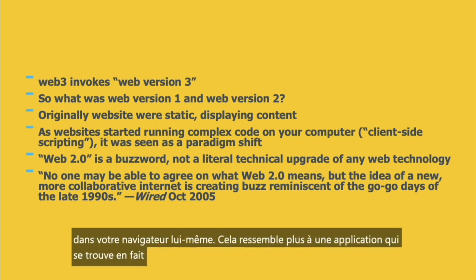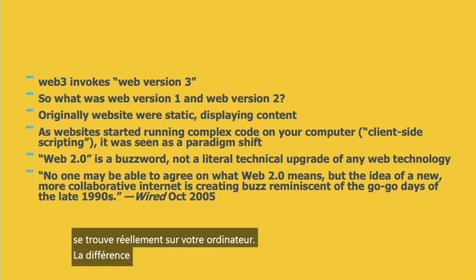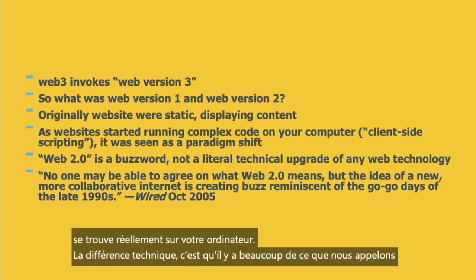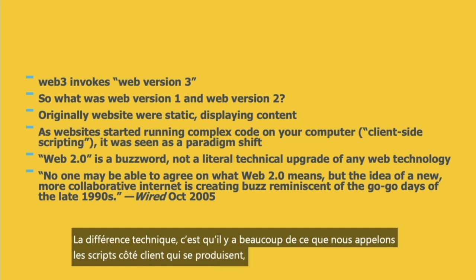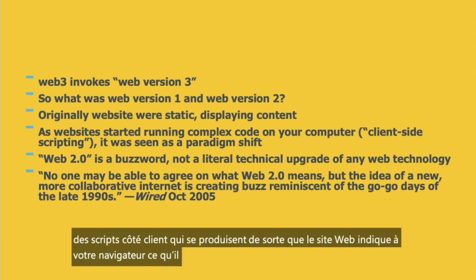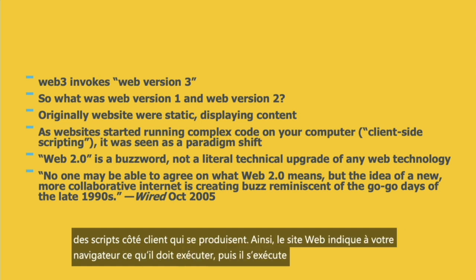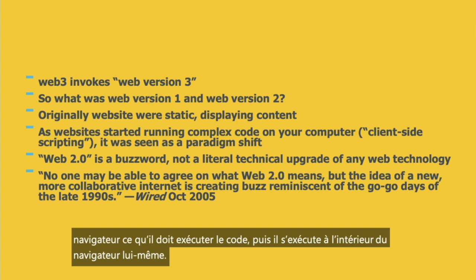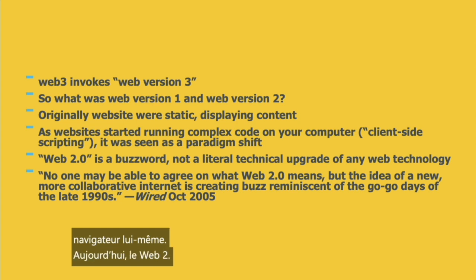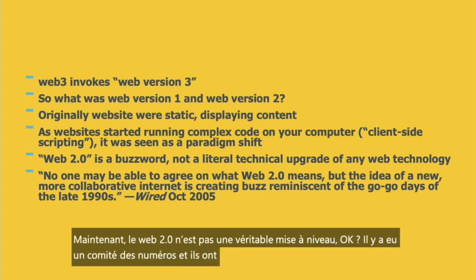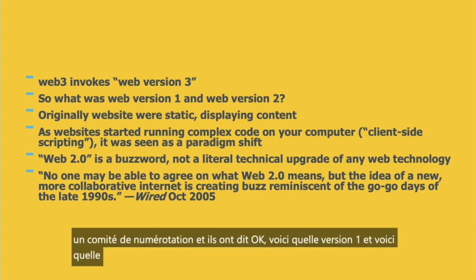The technical difference is that there's a lot of what we call client-side scripting happening. The website tells your browser what code to run, and then it runs inside the browser itself. Now, Web 2.0 is not an actual upgrade. There was no committee that said, here's Web version 1 and here's Web version 2. It's just a marketing term. It's sort of a buzzword.